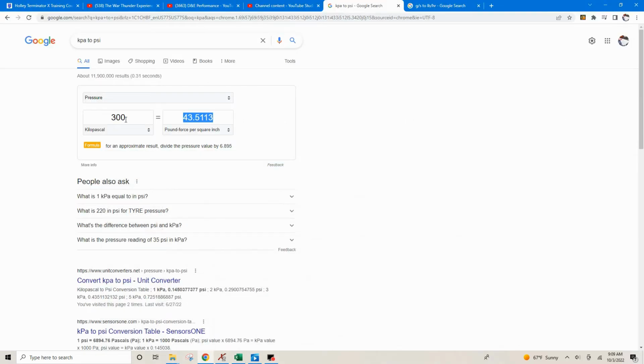So we need to figure out, obviously we need to go up on this scale. If we type in 350, that gives us 50 psi. Let's try 400. Oops, if I can type here. 400. 400 is 58 psi. So that's right where our dead times are.